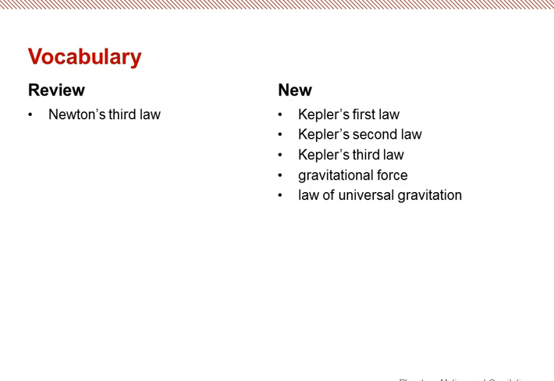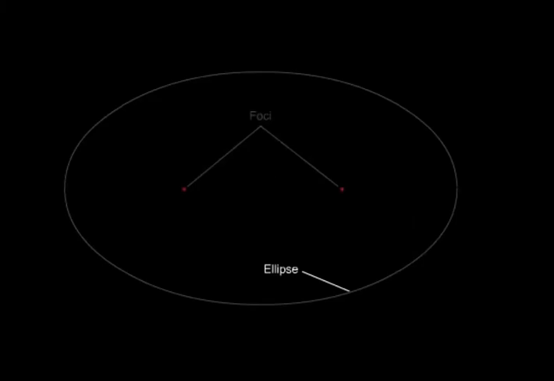We're going to do this by looking at Newton's third law again and reviewing a couple of ideas there, but also we're going to bring in this new guy, Kepler, and his laws and what he did with planetary motion. Talk about a gravitational force and a law of universal gravitation, so not just the gravitational force on Earth.